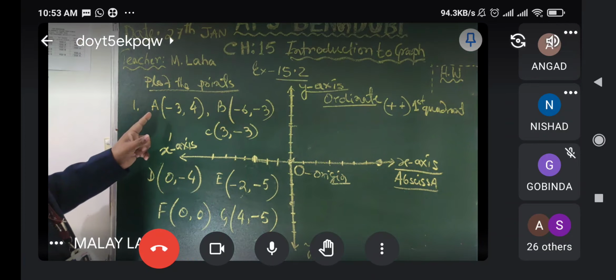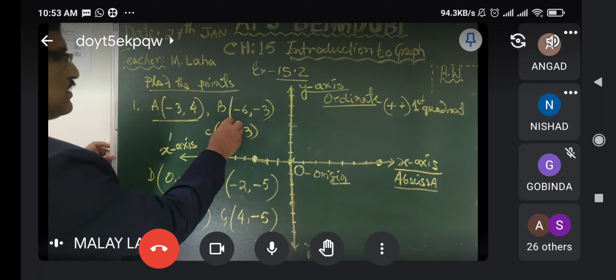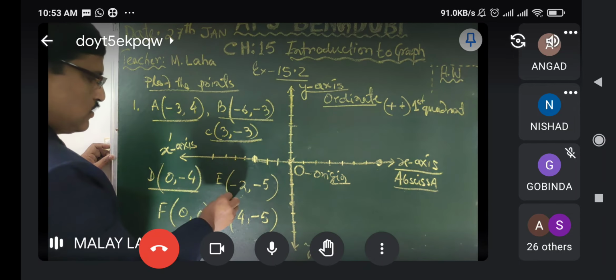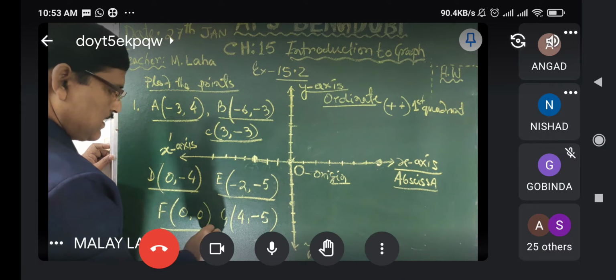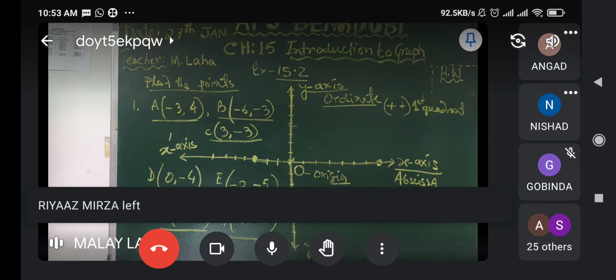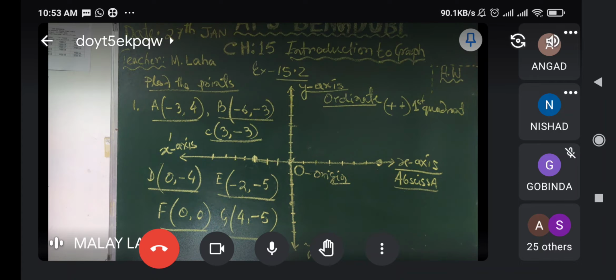Plot the points. This is 1 point. This is 1 point. This is 1 point. So you have to locate them on the graph paper. Those who are having graph paper, you will do it on the graph paper. Those who don't have, अपना पेपर को मार्क करो, काटो and उसको शो करो. Clear? So I'm giving the answer also.